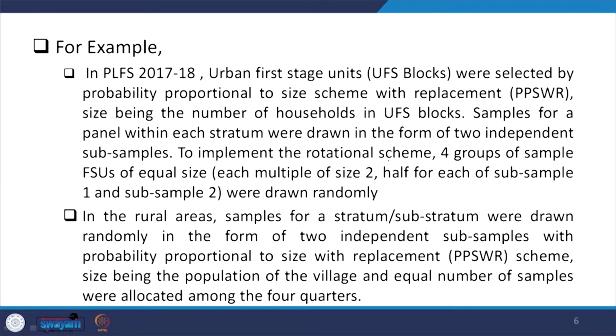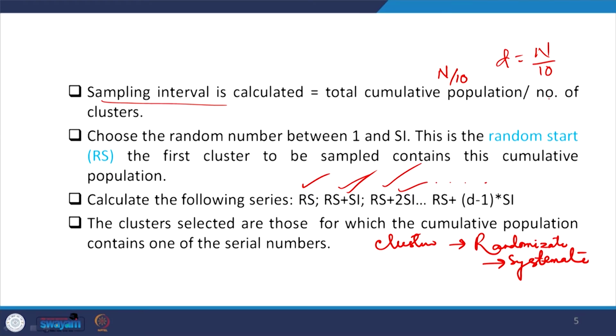Now, for example, as considered in the Periodic Labour Force Survey data of 2017-18, the urban first stage units, UFS blocks, which we have already discussed earlier, were selected by the probability proportional to size scheme with replacement. Why is with replacement discussed? There are two approaches, one called without replacement and the other with replacement. Since randomness is there, in the random sample case there are these two approaches.